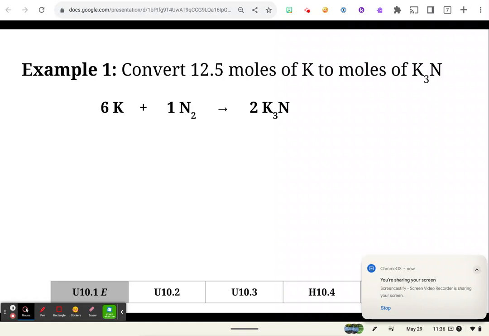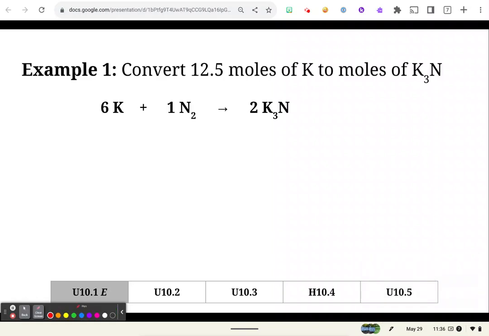All right, here's a stoichiometry review for you with some other little tips and tricks that I've picked up as I've been teaching this during this year.